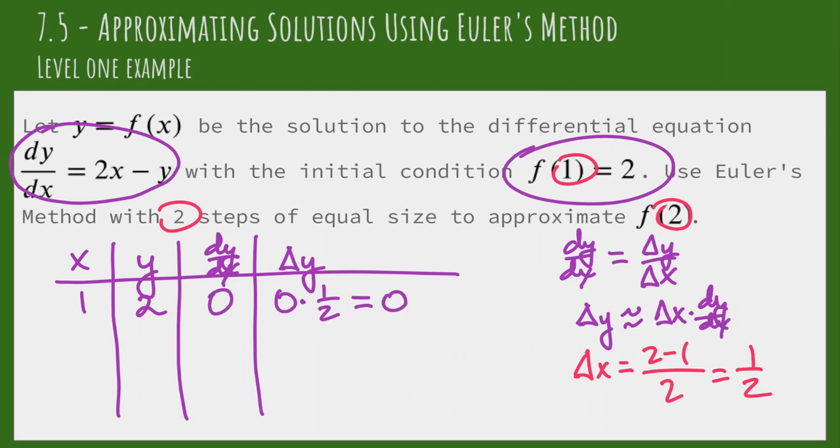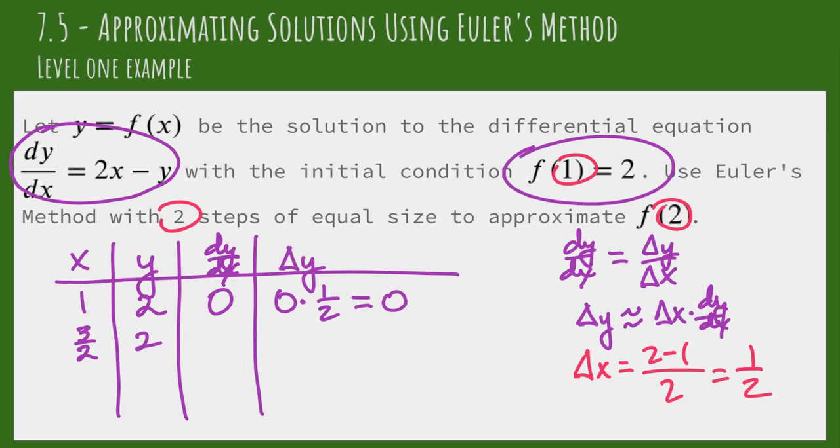So the change in y tells us how much y changes from one point to the next. So going from 2 to the next point, it's going to change by 0. So y is going to be 2 for the next point. Delta x, the 1/2 right here, tells us the x value is going to increase by 1/2. So the x value at the next point is going to be 1 plus 1/2, or 3/2.